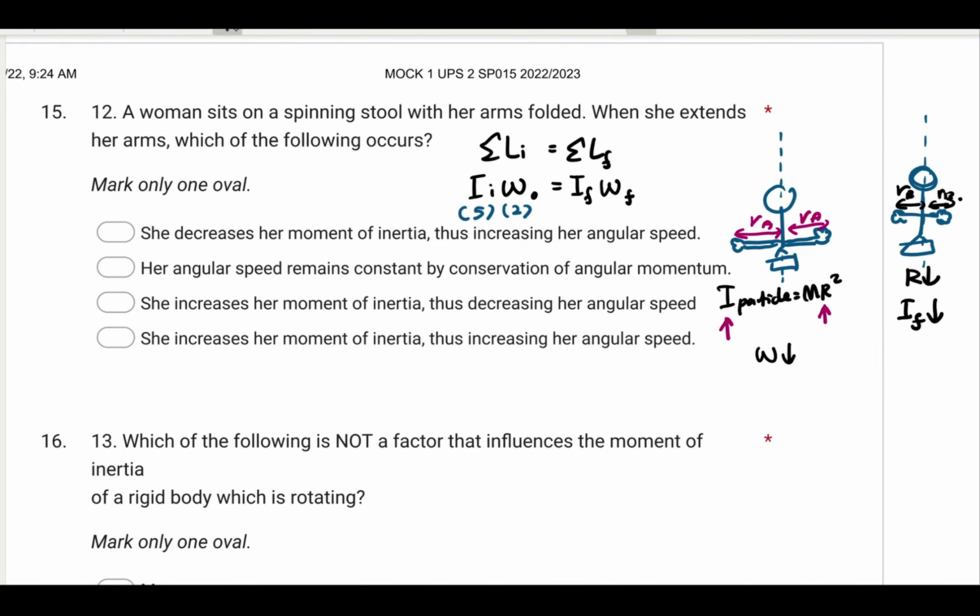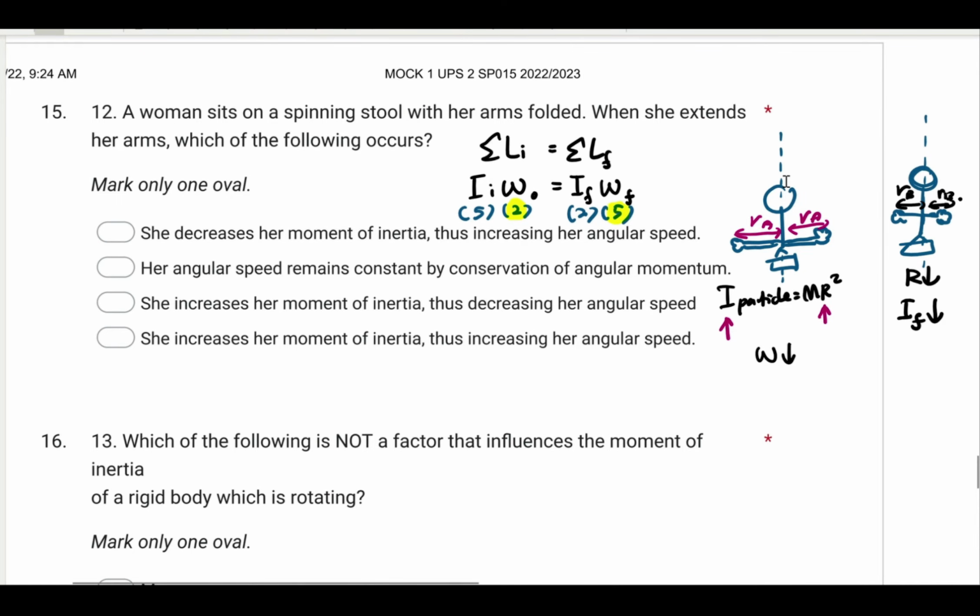So to show you, for the final moment of inertia, since she folded her arms, the radius is decreasing, so the moment of inertia should be decreasing. If it was 5 before, now I put 2. And what happened to the final angular velocity? 2 times what? It must equal 10, so 2 times 5. So the final angular velocity is 5. Initially it was 2, now it becomes 5, because the moment of inertia is decreasing.